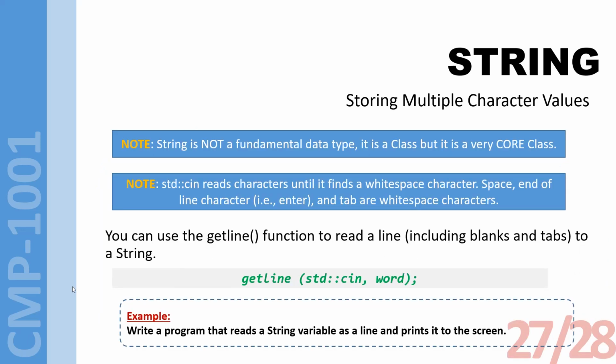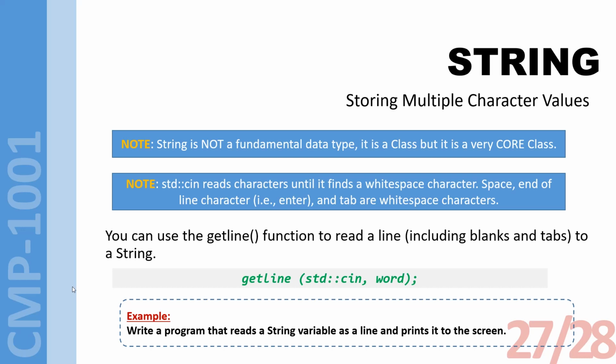As you might see from the difference between the name of std::string compared to char, int, double, float, it is not a fundamental data type. It is actually a class. But I can say string is a very, very core class. Instead of getting words, you can also get a sentence until the enter character has been entered. For this purpose, you have to use the getline function.